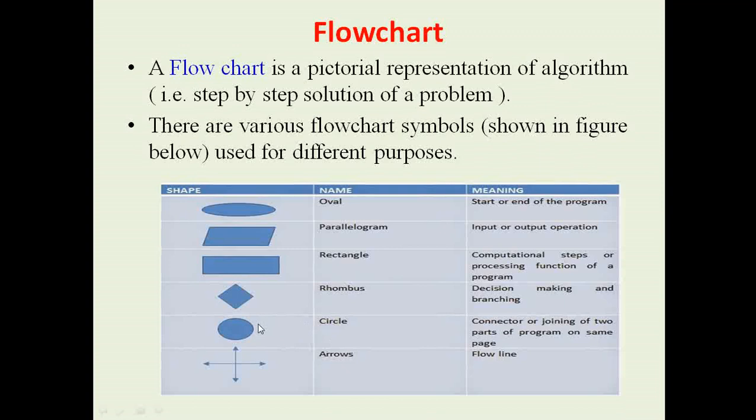Then we have a circle. This is called a connector. So if you want to join two parts of a flowchart, we will be using this box, this connector, this symbol. Arrows are used to show the flow of your control or flow. These are also called flow lines.